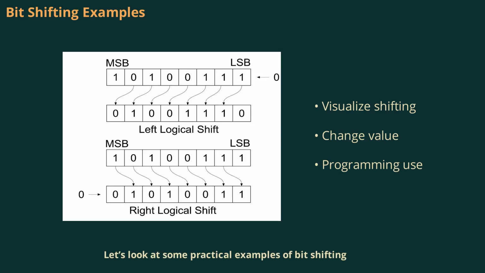Let's look at some practical examples of bit shifting. By moving bits to the left or right, you can quickly change the value of a binary number. These examples help you visualize how shifting works and why it's so useful in programming and hardware design.